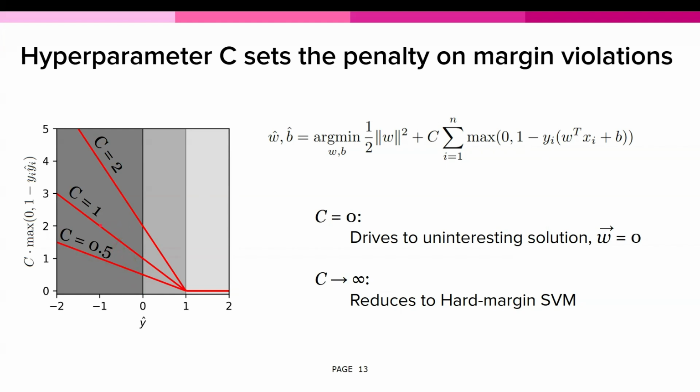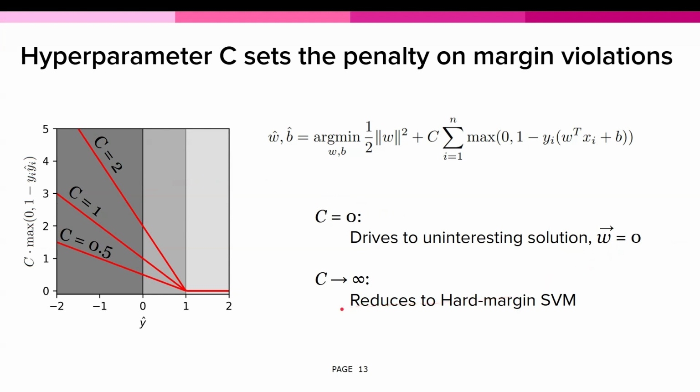So the SVM is going to become more sensitive to errors and is going to enforce a stricter margin, making fewer misclassifications acceptable. We can also explore some extreme situations. If we set C to 0, the penalty term is going to disappear entirely. This is going to effectively drive the weights to the uninteresting solution where the weight vector is 0 and no meaningful decision boundary is formed. This is just a totally trivial model that's going to classify everything as the same class.